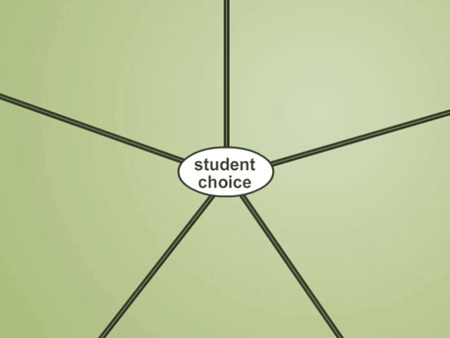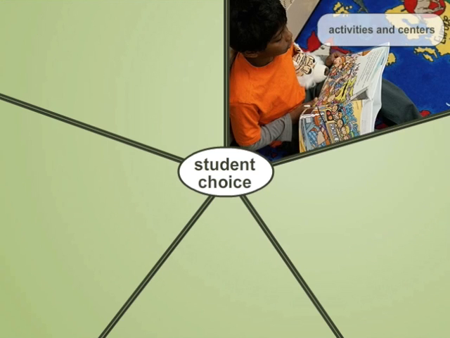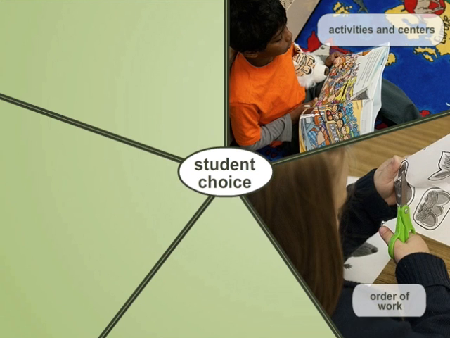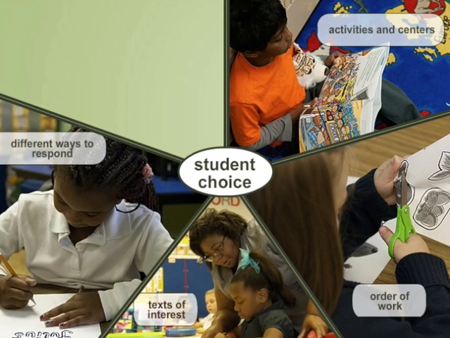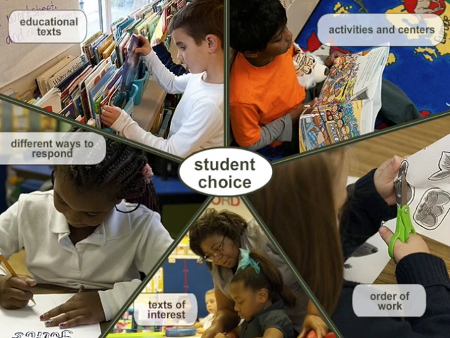Teachers can allow students to choose from a variety of reading activities or centers, permit students to choose the order in which they complete their work, ask students what interests them, and lead them to relevant texts. Give students different ways to respond to what they've read, such as writing, discussing, or drawing, and allow students to choose from a selection of texts that serve an instructional purpose.